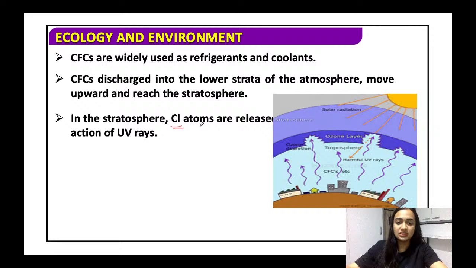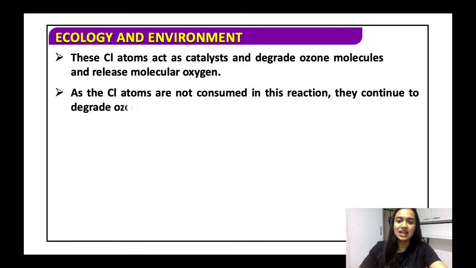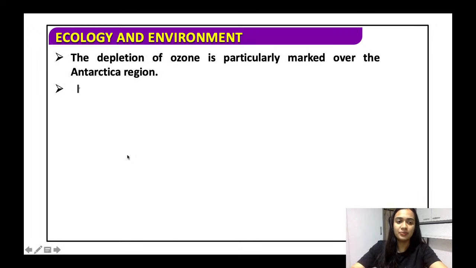So in the atmosphere, chlorine atoms are released by the action of the UV rays. So these Cl atoms, chlorine atoms, act as a catalyst and they start degrading the ozone molecules, and they release molecular oxygen. As these chlorine atoms are not consumed by this reaction, they keep on depleting the ozone molecules. Now that is a threat for us. So hence, whatever chlorofluorocarbons are added to the stratosphere, they have a permanent and continuous effect on the level of ozone. ठीक है, तो ये continuously ozone को deplete करता रहता है.